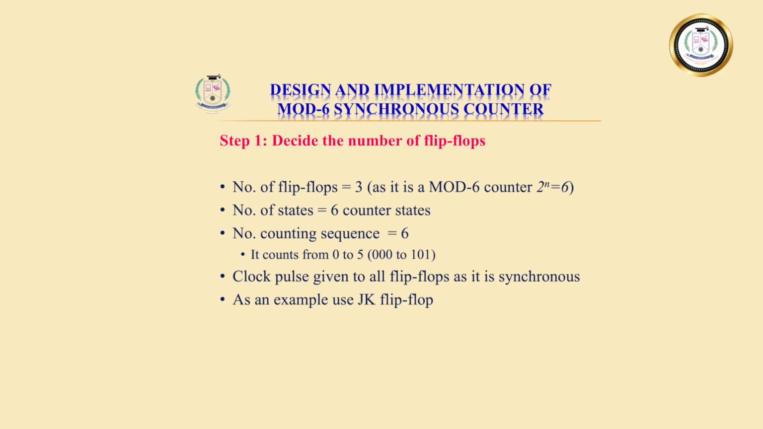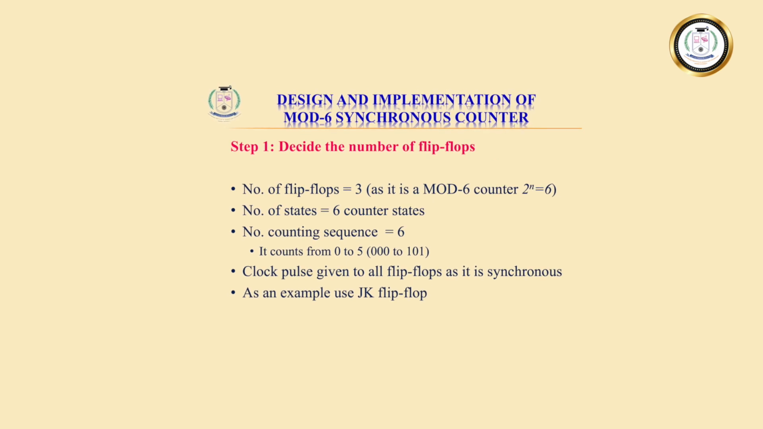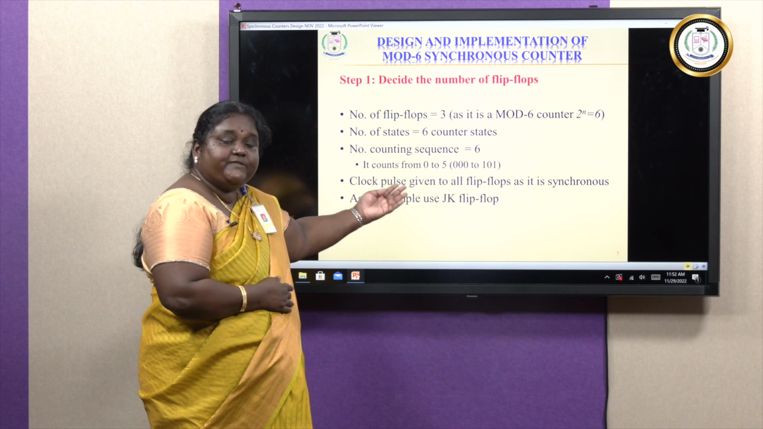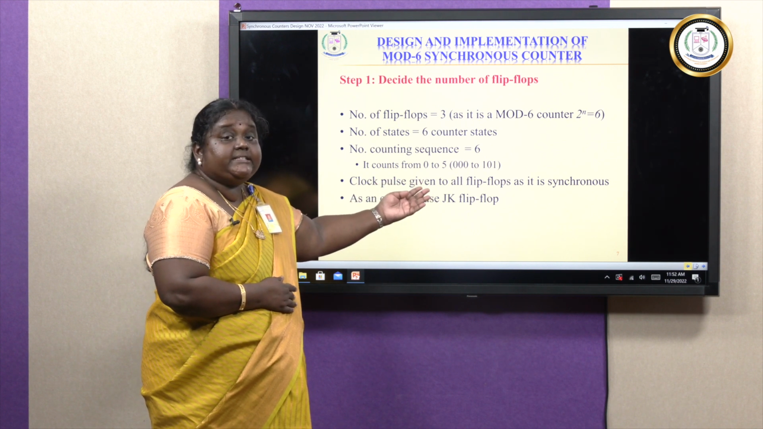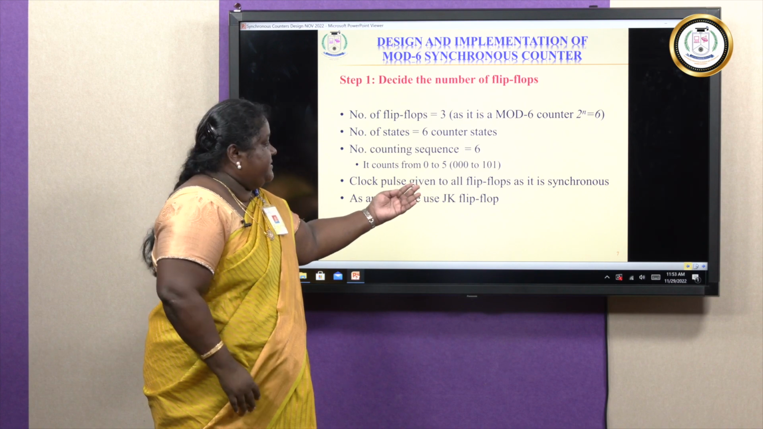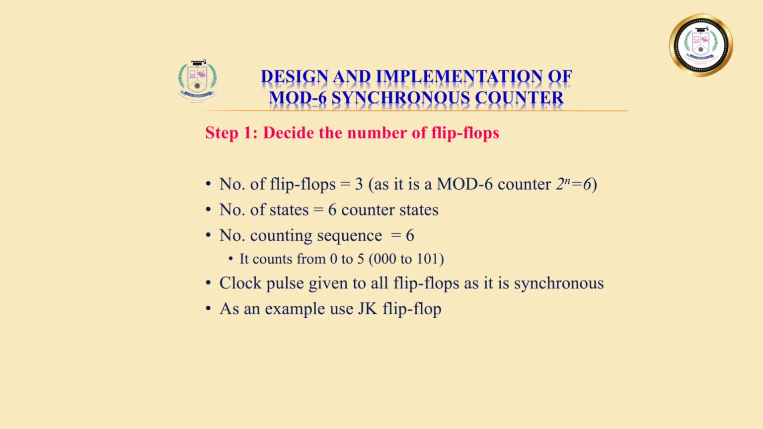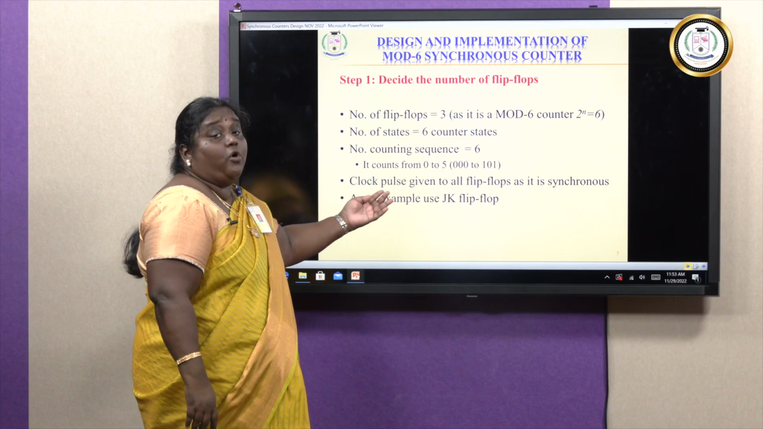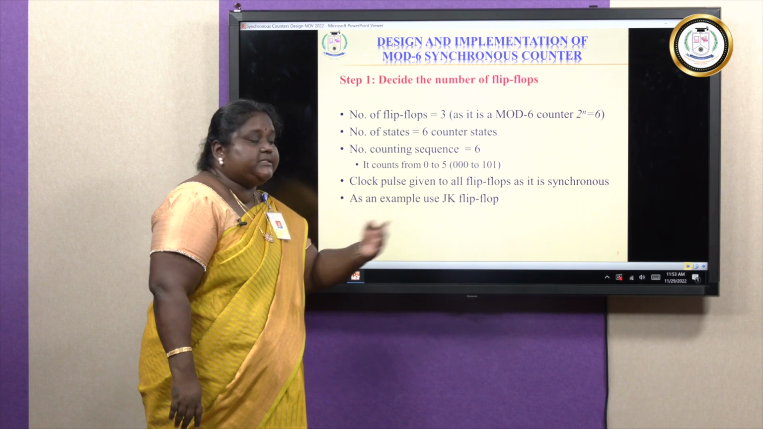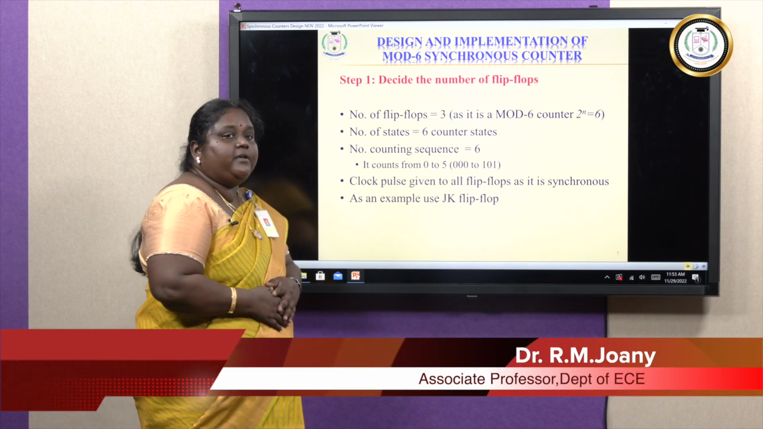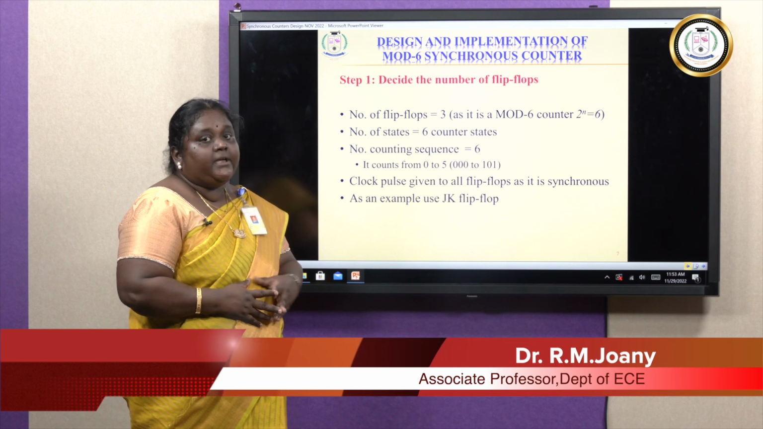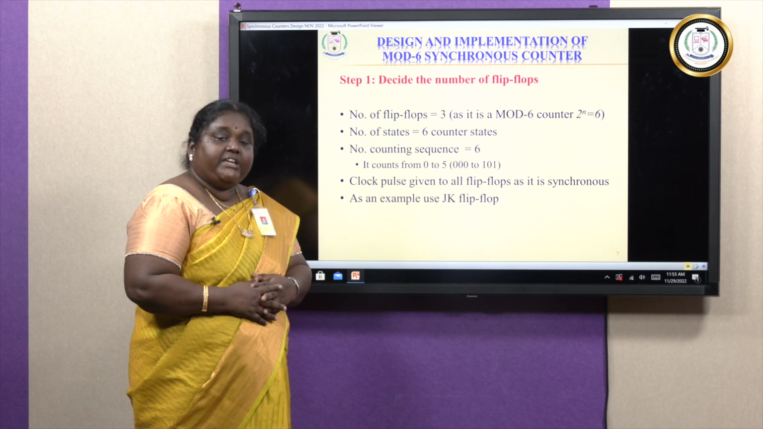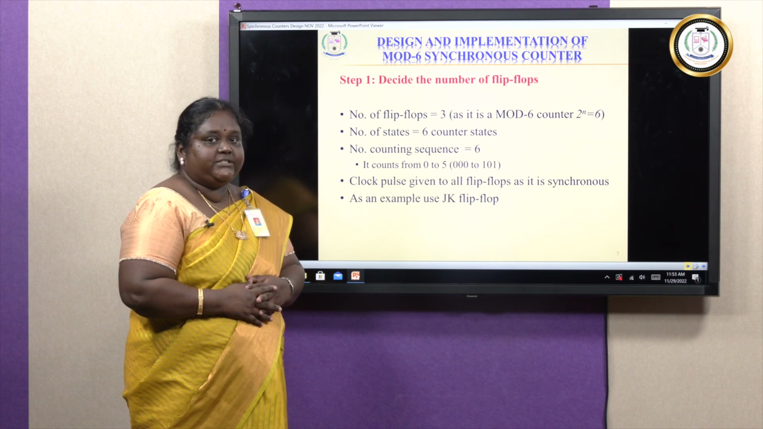And the number of states it is going to count is 6 counter states. And the counting sequence is going to be 6, that is, it counts from 0 to 5. That is, it is going to be a 3-bit counting sequence, from 0, 0, 0 to 1, 0, 1. And the clock pulse is given to all the flip-flops as it is a synchronous counter. And as an example for this modulo 6 synchronous counter, I am going to make use of JK flip-flop to design it.